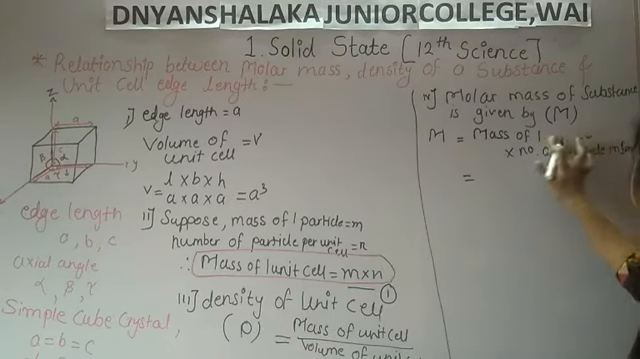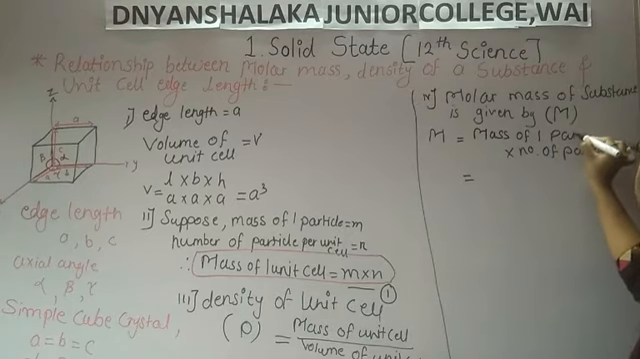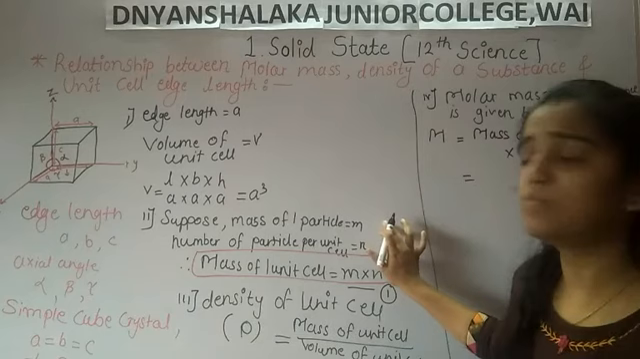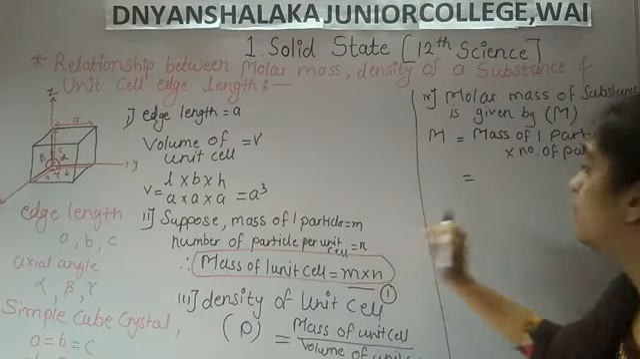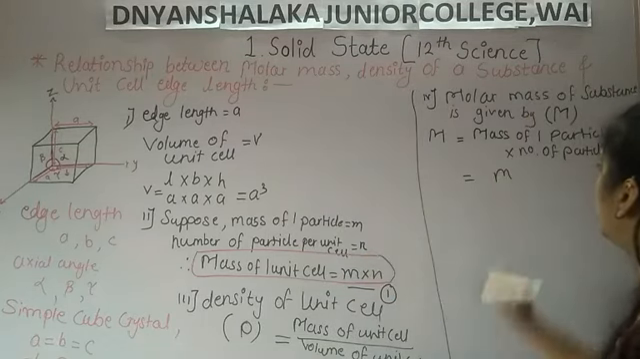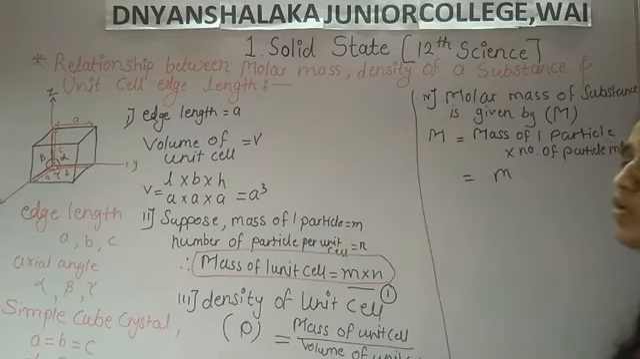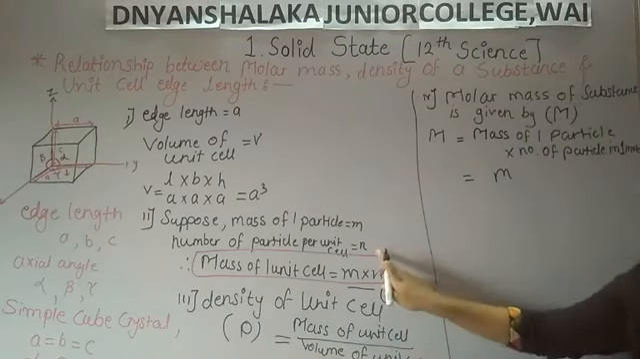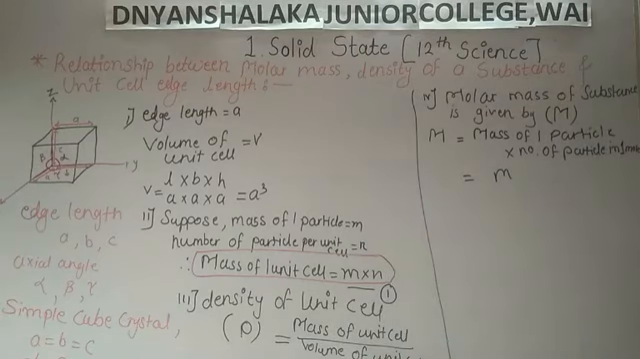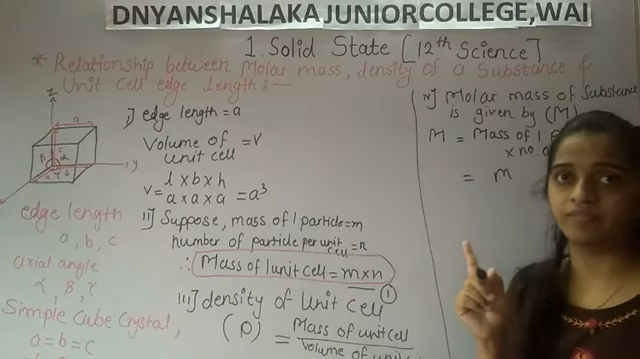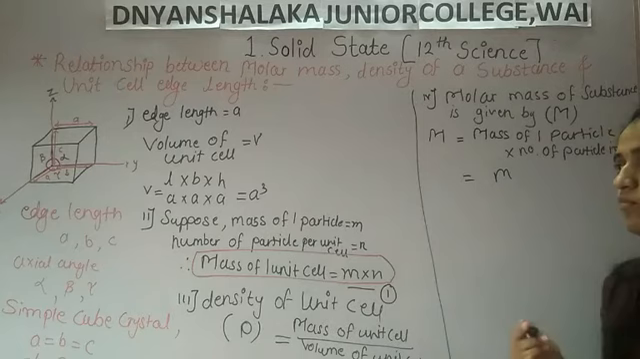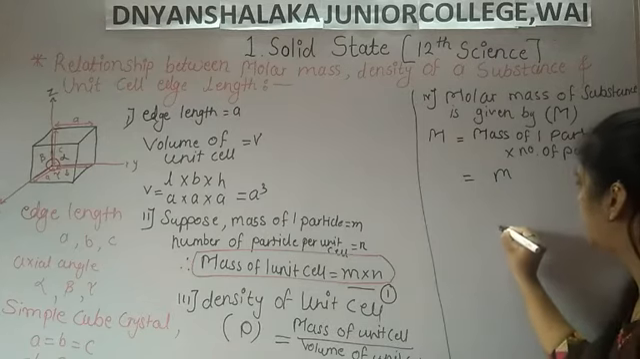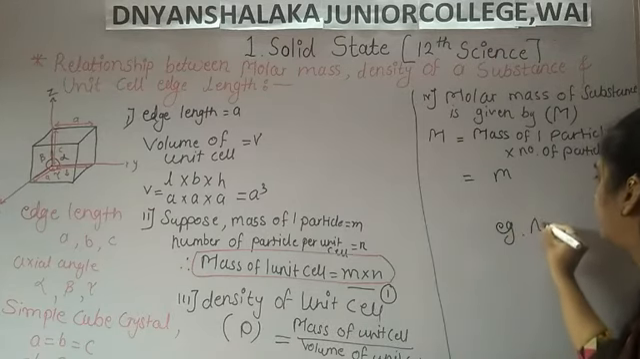यहाँ पे हमें पार्टिकल कंफ्यूजन नहीं होगा. Mass of one particle. So mass of one particle symbol is denoted by small m. And number of particles in 1 mole. Number of particles per unit cell we denoted as small n. But we have to find out only 1 mole. Means this is for example n.